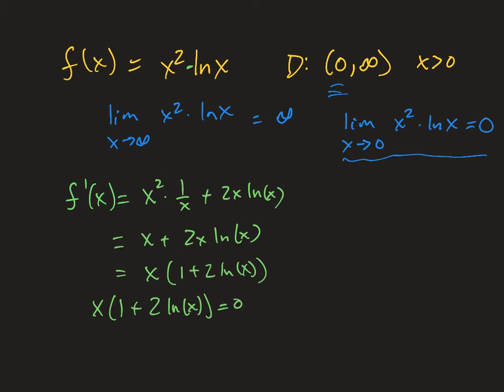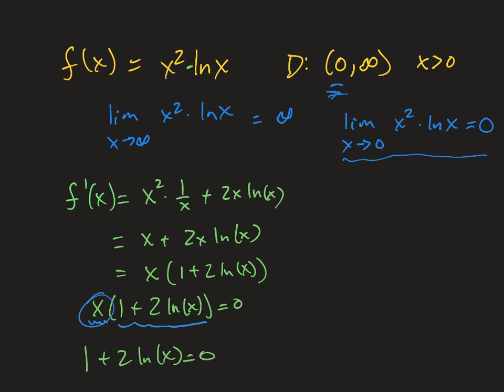I'm going to use that zero product property from algebra class. When you multiply two things together and the result is 0, either this one equals 0 or this thing equals 0. And I'm saying this can't be 0 because the domain of this function is 0 to positive infinity, not including 0. So the only way this can equal 0 is if the 1 plus 2 natural log of x equals 0. So that's what I'm going to solve. I'm going to solve 1 plus 2 natural log of x equals 0.